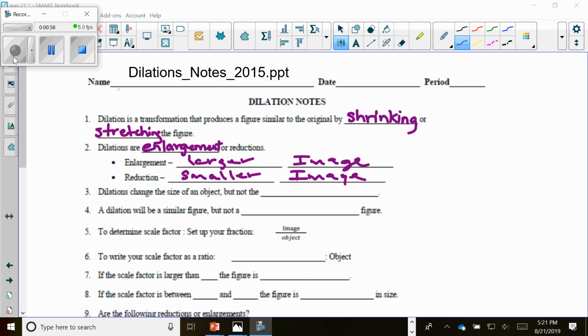Dilations change the size of an object, but not the shape. A dilation will be a similar figure, but not a congruent figure.